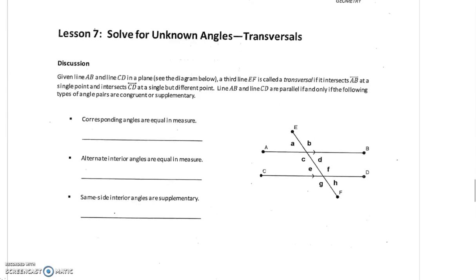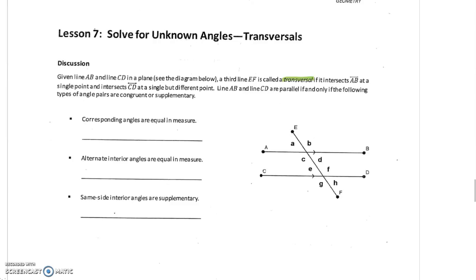Do we remember that the transversal is this line right here? And to mark your lines parallel, we use these little arrowheads right here. Those little arrowheads show us that the lines are parallel. So let's talk about corresponding angles. Corresponding angles are equal in measure. They have the same measurement.